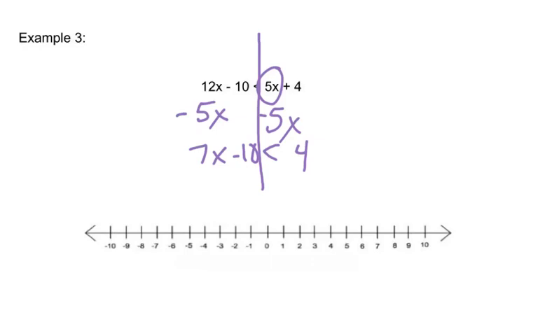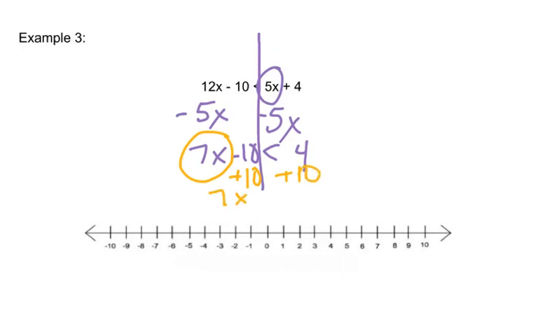And now that I have all my x's on the left-hand side, and that's where I like to put mine. You can move all your x's to the right side, but I like to keep it on the left just to keep things consistent. Here's my term with the x in it, 7x. So I have to move the minus 10 by putting a plus 10 on both sides.